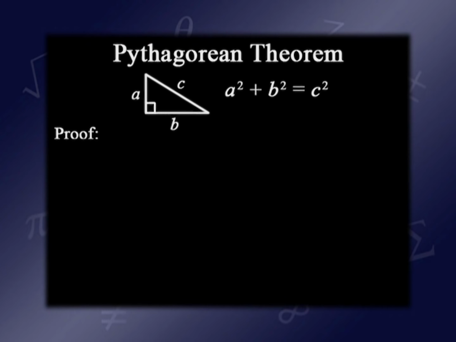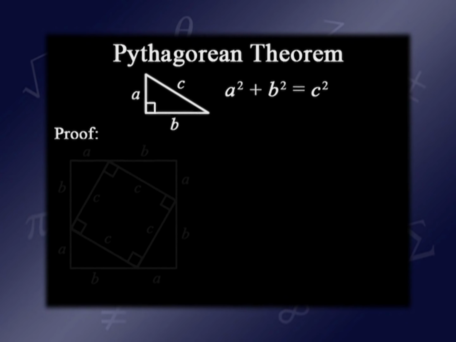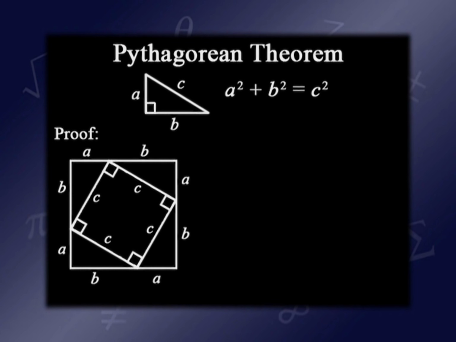It says that for any right triangle with side lengths A and B and hypotenuse length C, A squared plus B squared is equal to C squared. Okay? Let's see a proof of this. In fact, I'll show you a proof in a single picture. They say a picture is worth 1,000 words, and this picture appeared in a Hindu scroll over 1,000 years ago.